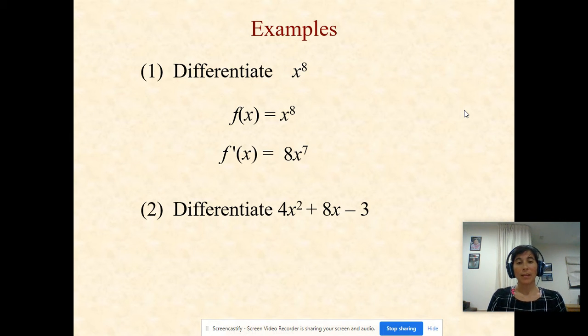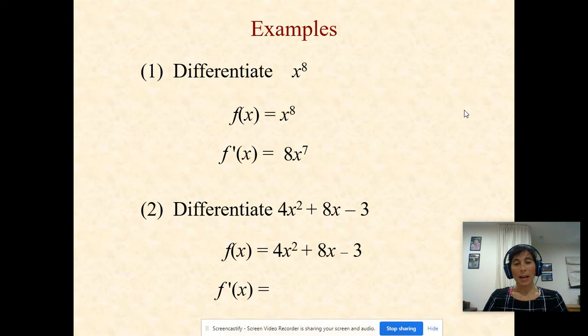Example 2. Differentiate 4x squared plus 8x minus 3. So we're going to get 4 times 2 out the front, x to the power of 1, so that will give us 8x, and then we're going to have plus 8 times 1 will just give us 8, x to the power of 0 is just going to be 1, so then we're going to get an answer like this. The negative 3 is a constant, and the shortcut we learnt last year is that basically it just disappears.